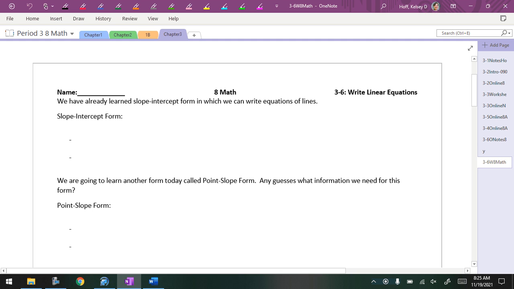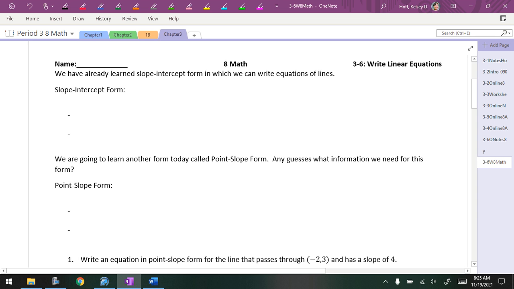Okay, so you guys learned slope-intercept form, which is fantastic when you have the slope and you have the y-intercept. But sometimes we have to write it in a different format because we're going to use point-slope form. So slope-intercept form, we're going to skip this part right here.